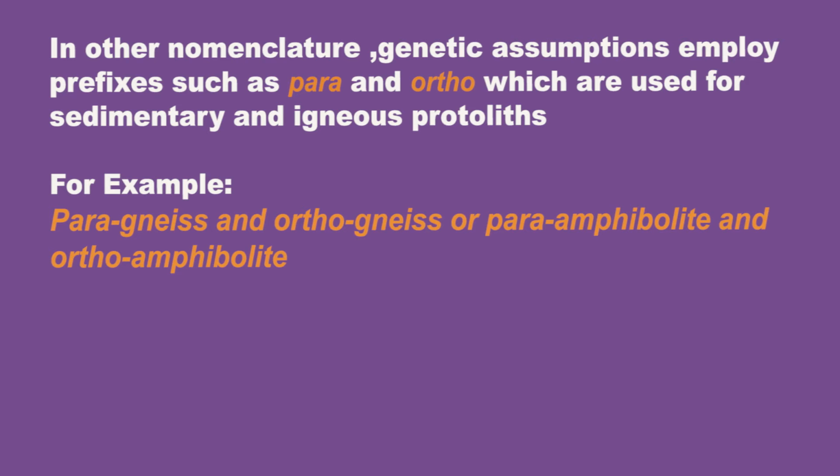In other nomenclature, some terms invoke genetic assumption and employ such prefixes as para and ortho, which are used respectively for sedimentary and igneous protolith. Para-gneiss and ortho-gneiss or para-amphibolite and ortho-amphibolite are the terms used in this sense, but it is indeed difficult to resolve unless more intensive geochemical studies are undertaken.